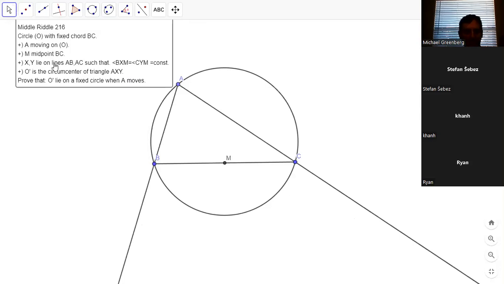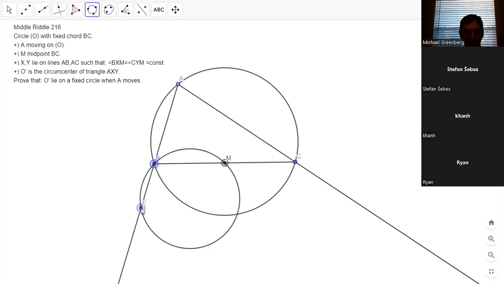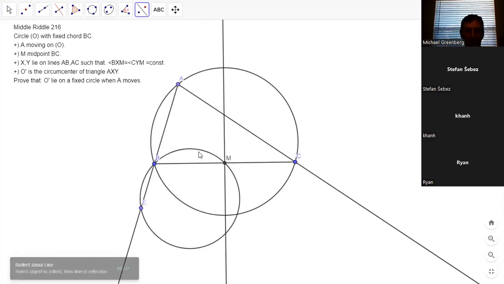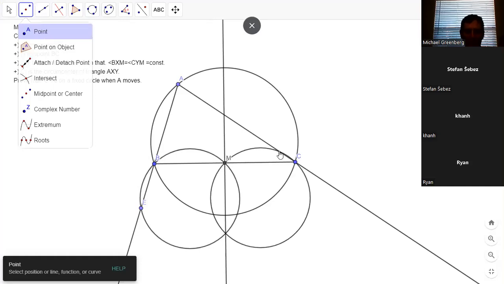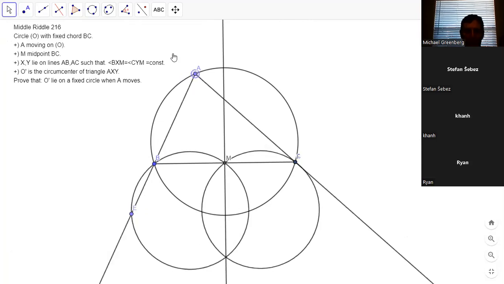So here's how we could do it. We could take this whole circle and reflect it across the perpendicular bisector of BC. And then we could try to see where it meets the other. So let's reflect this circle about this line. And this would be the other point. But we want to make them intersect on the same side.